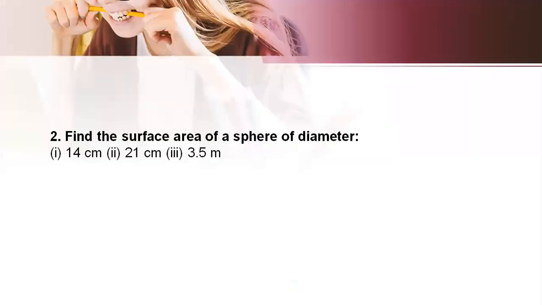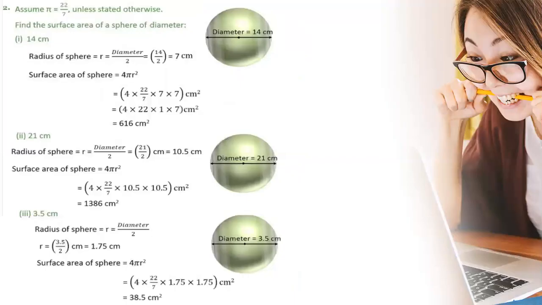Coming to the second problem, we need to find the surface area of the sphere of diameter 14 centimeters, 21 centimeters and 3.5 centimeters. So here we are given the diameter of the sphere and we need to calculate the curved surface area. In the first case, diameter is 14 centimeters. Therefore, radius is diameter by 2, that is 14 by 2, which is equal to 7 centimeters. Now the curved surface area is 4 pi r square. So substituting pi as 22 by 7 and r as 7 centimeters, we get 616 centimeters square.